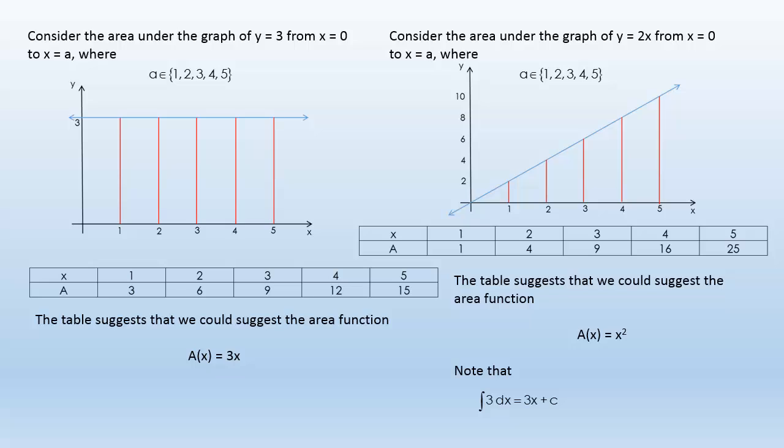Over here we did exactly the same sort of thing. If we integrate 2x, we get x squared plus a constant. And so this was y equals 2x. We looked at various areas, and we found the area function was x squared. This leads us to the idea that the area under a line or curve is linked to the integral.